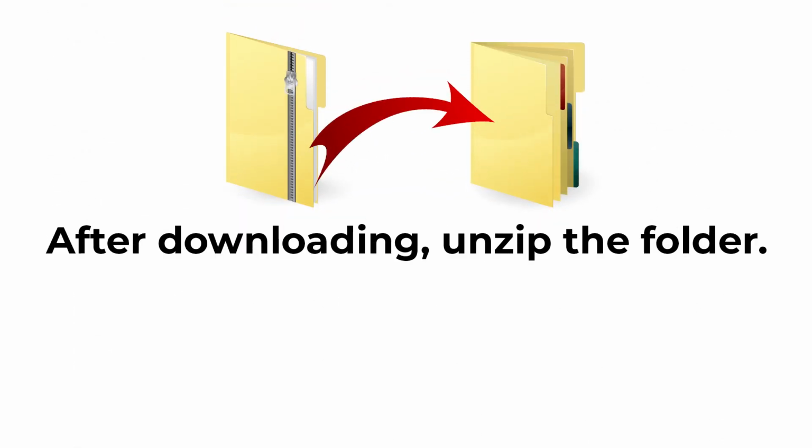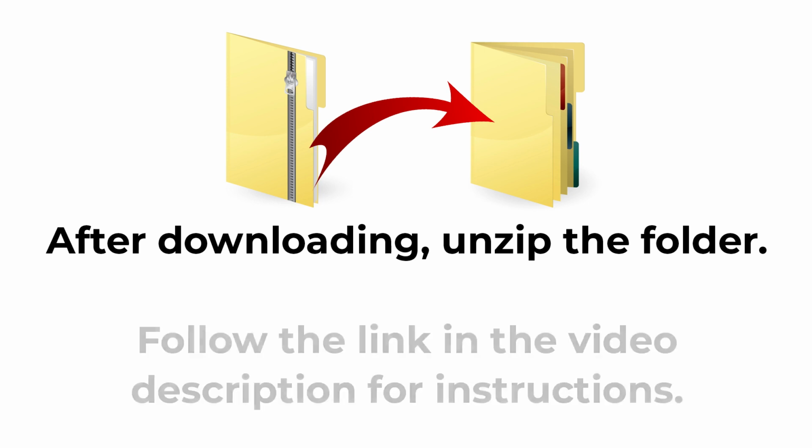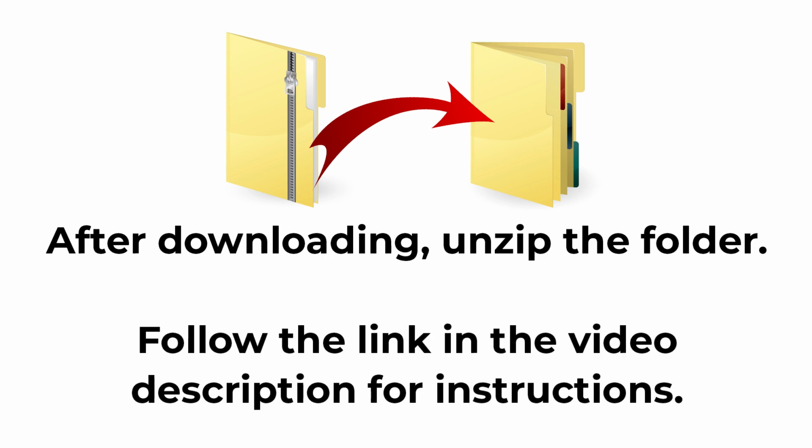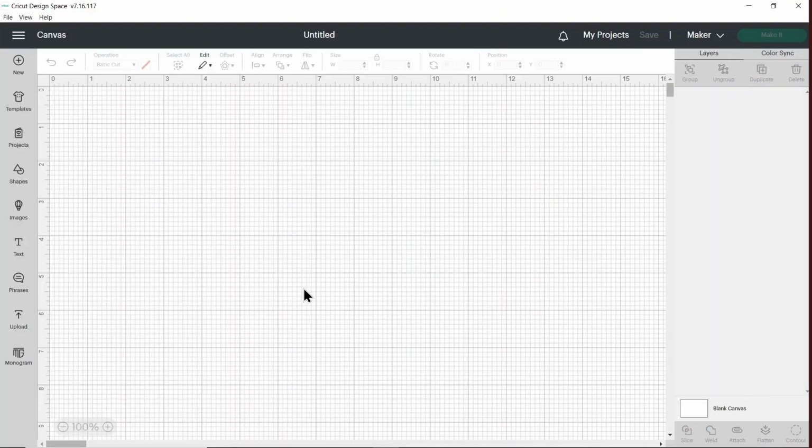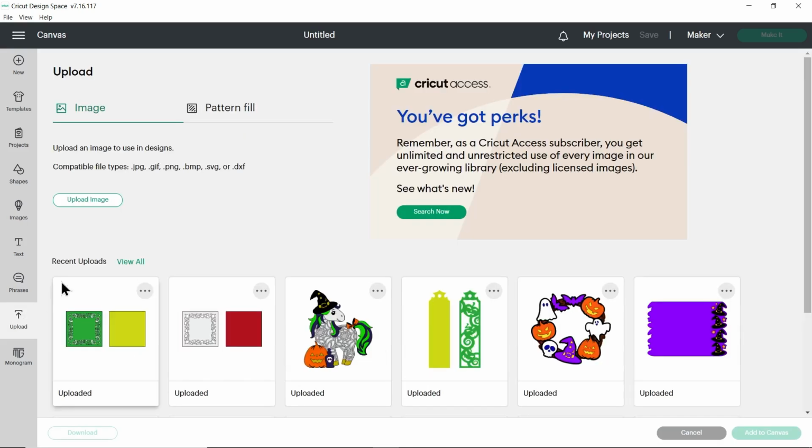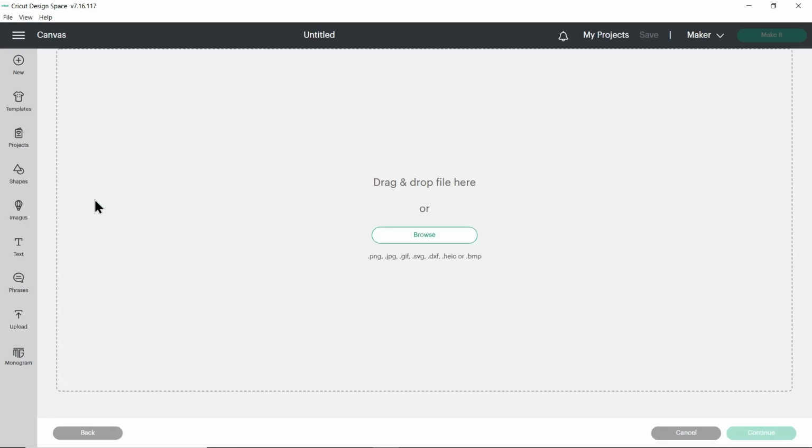All downloads come in zip folders. You will need to unzip them before you can upload the files into Cricut Design Space. Once you've downloaded and unzipped the folder, it's time to get the SVG file into Cricut Design Space. Open up Design Space and create a new project, and then go into Upload on the left, and then Upload Image. You can then either click Browse to find the file on your computer, or drag and drop it in.